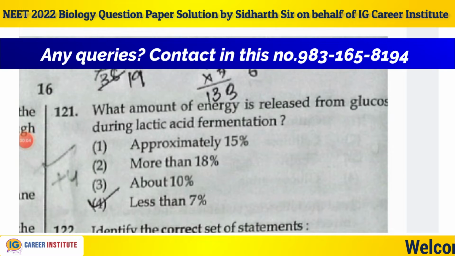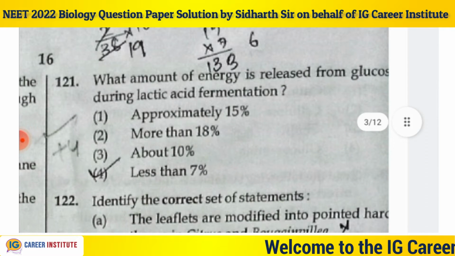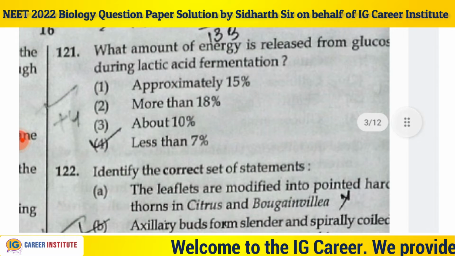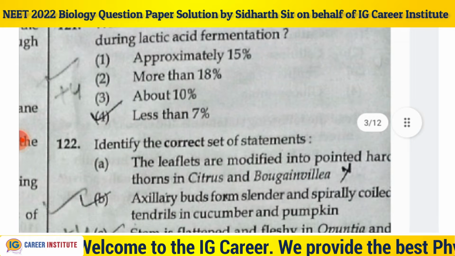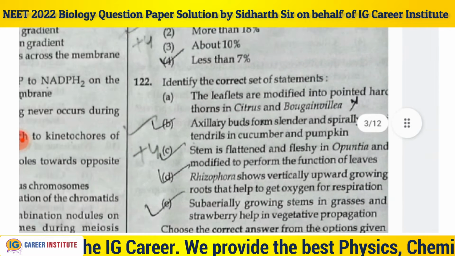So next is question number 121. What amount of energy is released from glucose during lactic acid fermentation? Is it 15% approximately, more than 18%, about 10%, or less than 7%? Obviously less than 7%.